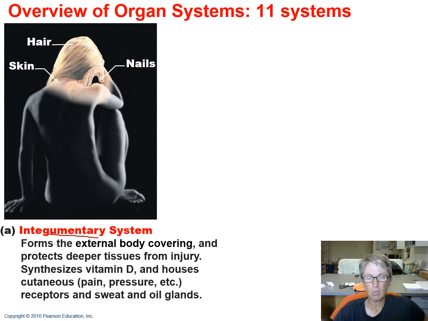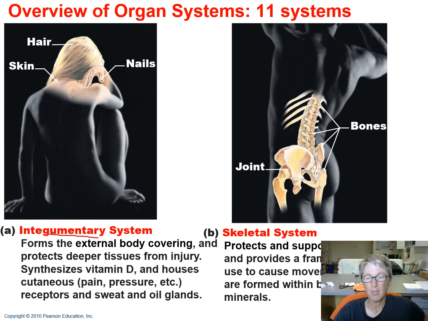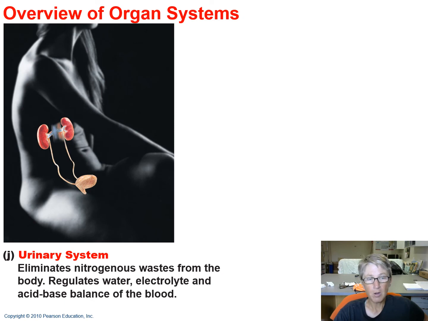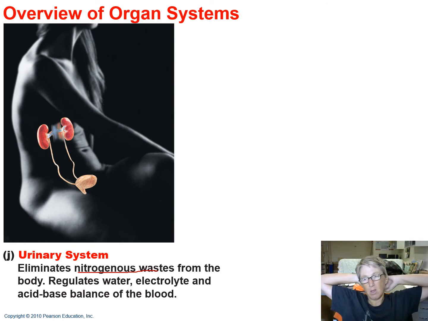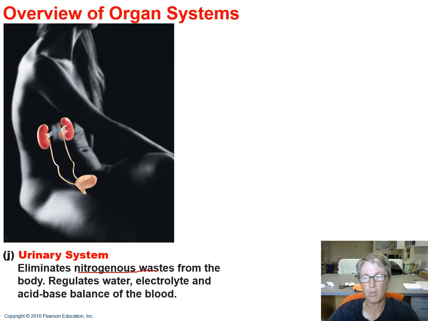It includes your skin and then the receptors and the sweat glands and the oil glands and the hair and the nails. The skeletal system provides support, obviously, and a framework for muscle attachment. The urinary system eliminates nitrogenous waste. So proteins have nitrogen in them, and you're breaking down protein all the time, and then the nitrogen is released. You get a nitrogenous waste, and the kidney, the urinary system, actually is getting rid of that.